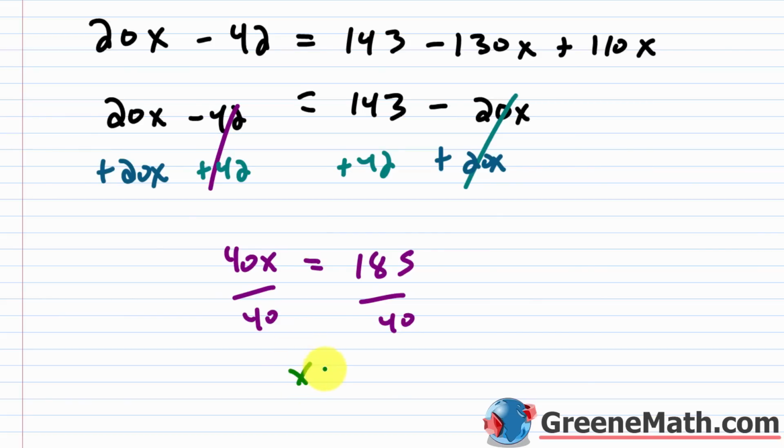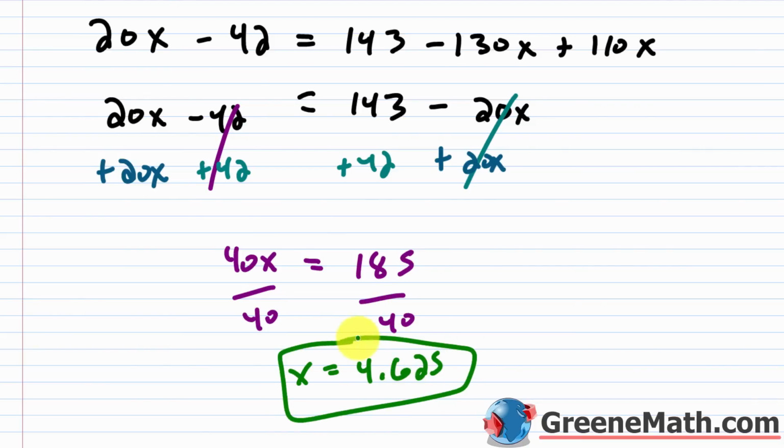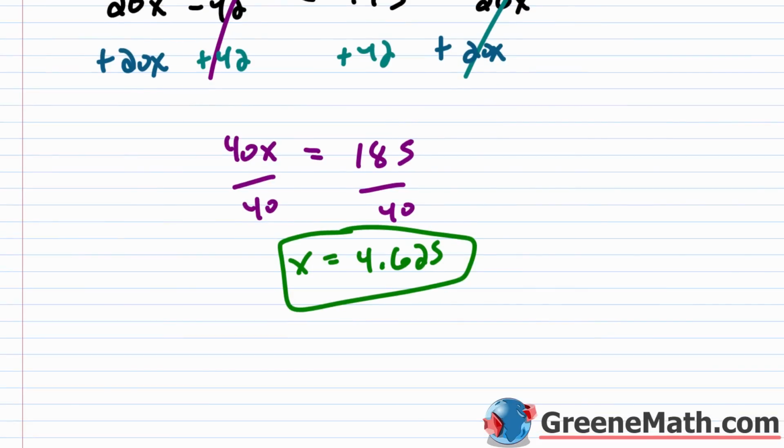So I'm just going to say that x is equal to, let's punch this into the calculator, and we're going to get 4.625. So this is my solution here, and more importantly, it tells me that I have a conditional equation, right? The equation is made true by this value and this value only, right? So under this condition. So we'll say this is conditional.